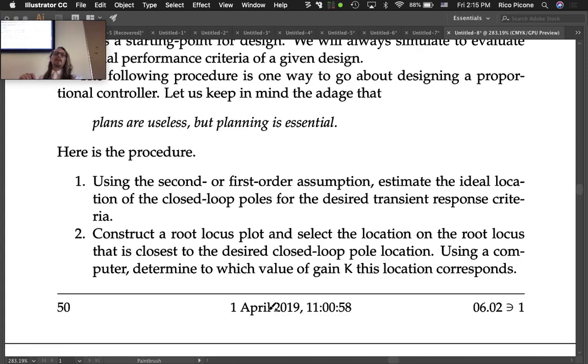Okay, so here is the procedure. This is like a guideline to keep us honest, to keep us moving in the right direction for our design, but we can do different things as well.